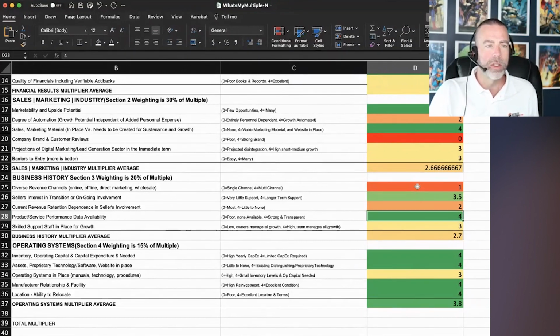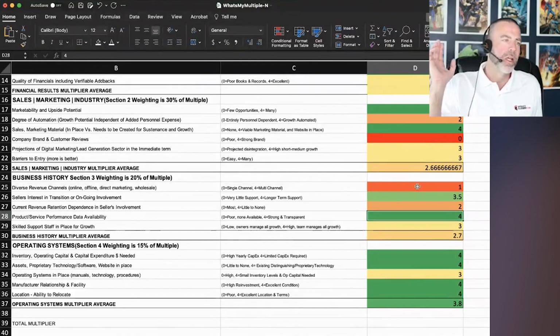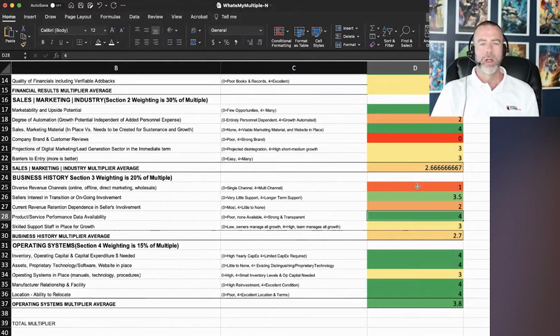The next one is if there's data available for the products and services performance. There's tons of data. There's CRMs, other systems of record, Shopify carts and other places where you can get a ton of data. It's very strong. It's very transparent. There are payment gateways. There's a great audit trail for all of this. So I gave them a 4.